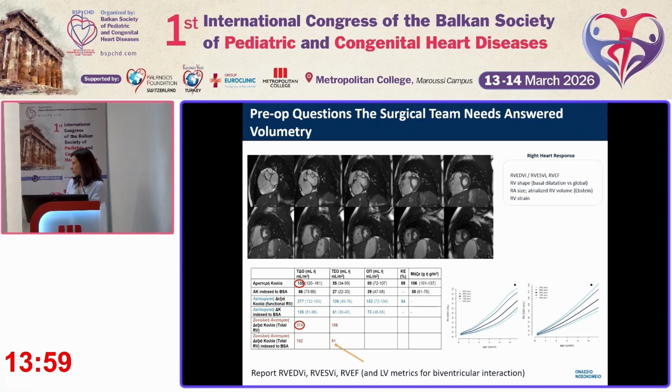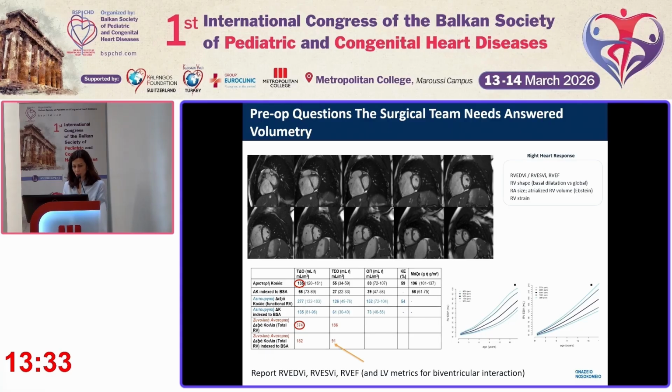Essentially, on the top is the left ventricle, and then the left ventricular volume indexed, and below is the functional RV and the total or anatomical RV. And you can appreciate that the total anatomical RV is 3 times the left ventricle, while the functional RV is twice the volume of the left ventricle.